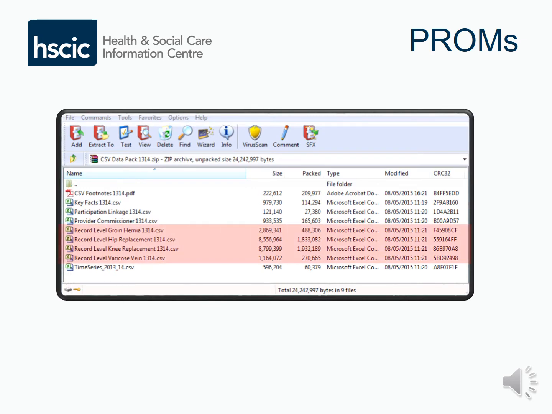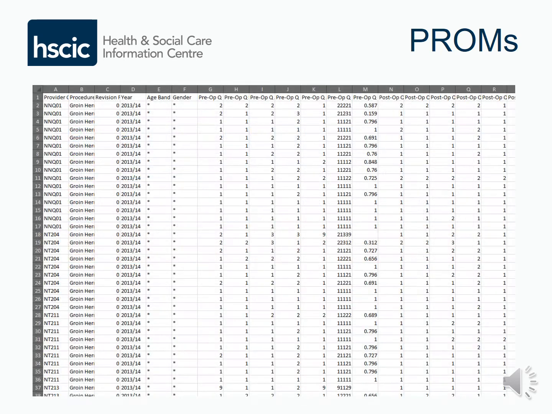We also have record-level data files, which cover all 4 procedures. These files include one row for each patient questionnaire successfully linked to a hospital record, and show the individual responses to the questionnaires. We take patient confidentiality seriously, so records have been excluded where there otherwise have been fewer than 6 records present for any provider.